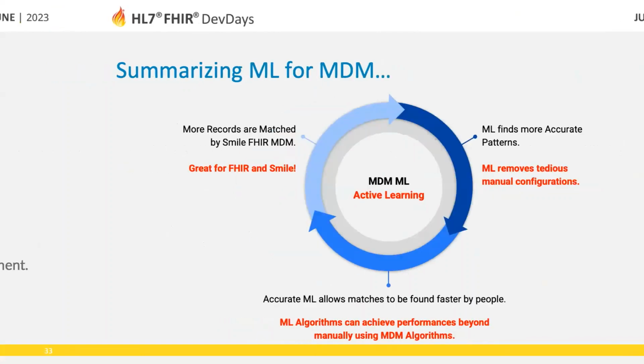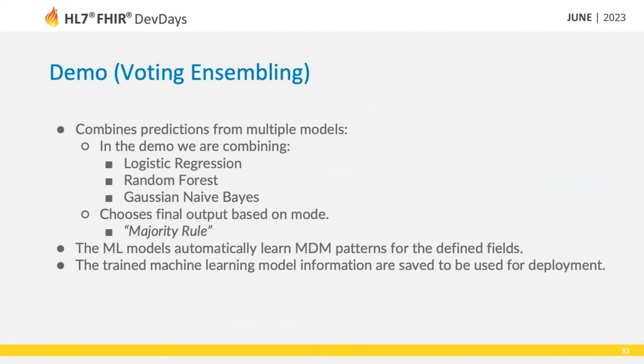Let's go back to the previous slide, sorry. We probably won't have enough time for this demo, but just to give an overview of what voting assembly looks like, voting assembly basically combines predictions from multiple different models. In the demo, we combine logistic regression, random forest, as well as Gaussian naive Bayes. It takes outputs from all of these three models, and it gives you a majority rule, so basically by voting.